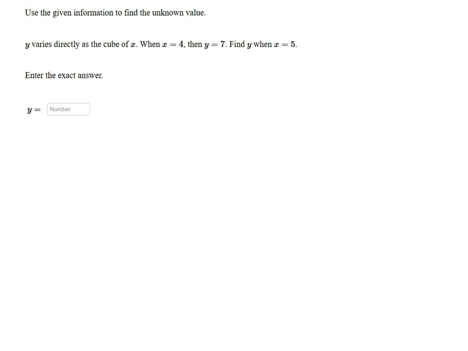This one wants to take it a little further than the last one because it says use the given information to find the unknown value. Well, in order to find that unknown value, I have to figure out the function first, just like I did in the last two problems. So it starts with y, so y goes right there, and then we're back to varies directly.